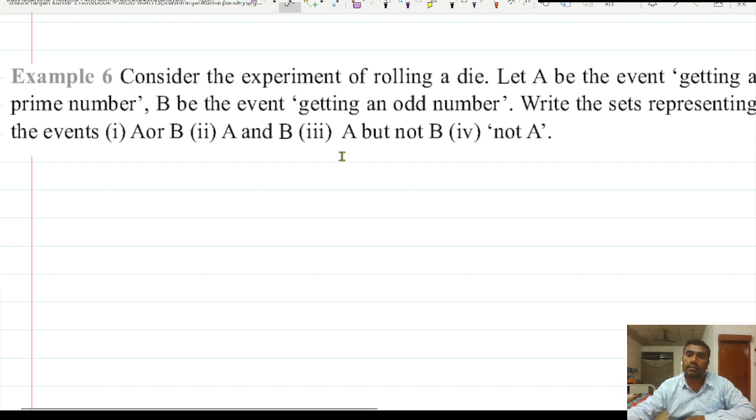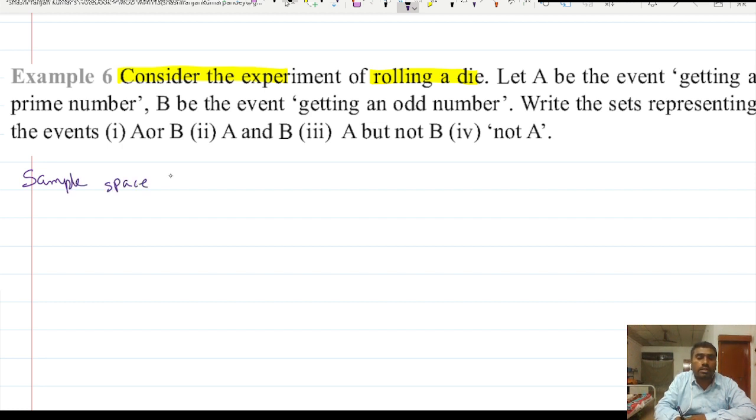In these questions we can find all the things, and whatever we have learned will be very clear from these questions, right? So see the question. The question says, consider an experiment of rolling a dice. Okay, fine. So let us first write the sample space. What is the sample space where we are rolling a dice? The sample space will have the points 1, 2, 3, 4, 5 and 6.